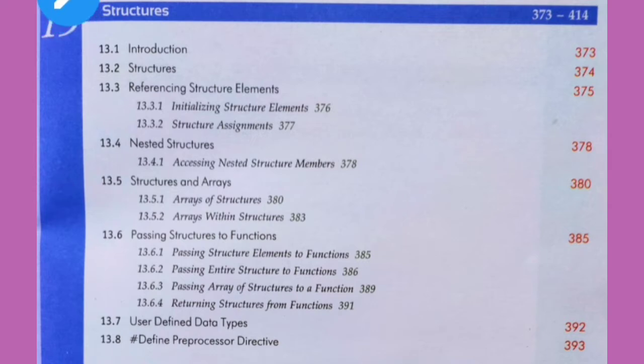Coming next to chapter 13, we have structures. Now structure is also a form of array, because based on array only you can study structures. So what is a structure? You'll have the definition, the introduction, then how nested structures exist and their members. Then we have arrays of structure, arrays within structure. We'll go through this also. It's a very interesting and easy form. You'll be easily able to understand this chapter.